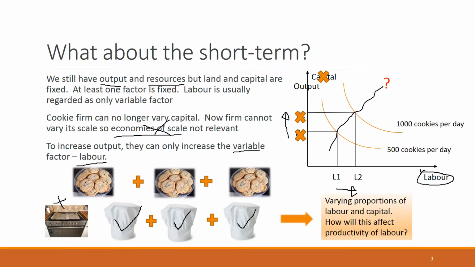Okay, so here we have varying proportions of labour and capital. Because we had 1 to 1, now we have 3 to 1. How will this affect the productivity of labour? That's the key question that we have to ask. The ratio of capital to labour now has changed from 1 to 1 to 1 to 3. 3 units of labour for 1 unit of capital. That relates to the variable proportions of factors of production. How will that affect the productivity of labour? And now let's move on to the next slide.